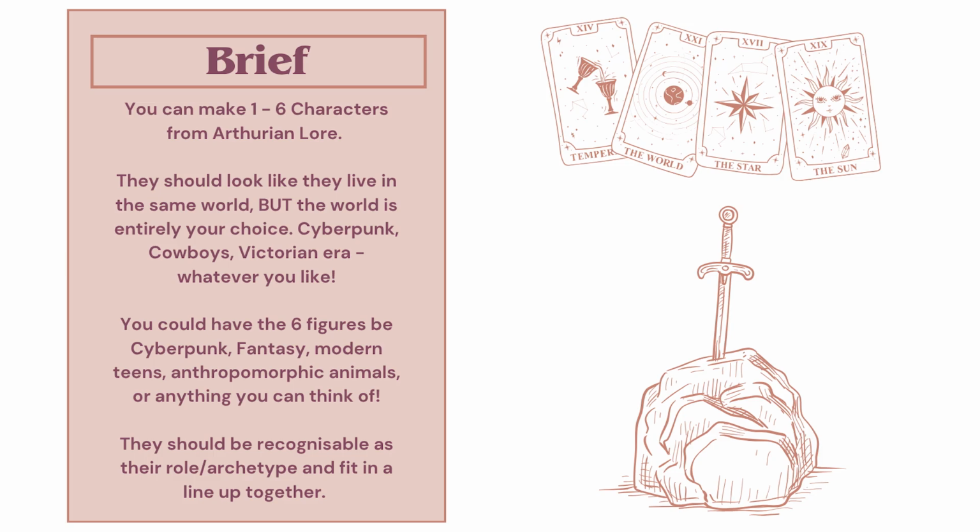So the brief here is that you can make 1 to 6 characters from Arthurian lore. They should look like they live in the same world, and what I mean by that is they should all look good in a lineup together. They should look like they belong in the same genre together, but that genre and theme doesn't necessarily need to be Middle Ages, which is what we've seen in a lot of the paintings or historical art from this time. Instead, you can add your own second layer of interest here, recognizable more as their archetype, but we don't necessarily have to copy, it doesn't have to be Middle Ages.